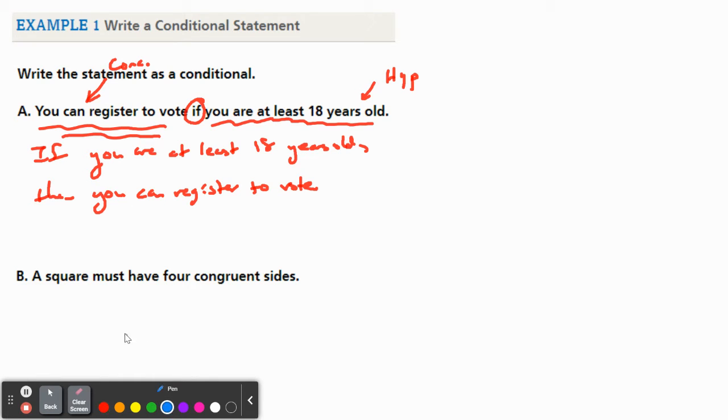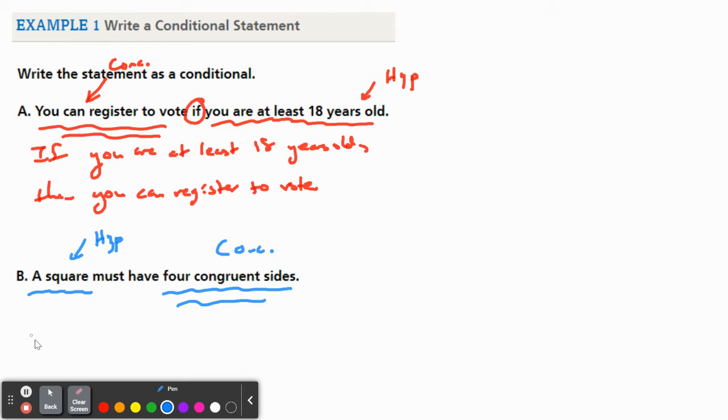Okay, next, a square must have 4 congruent sides. There is no if in this problem, so we're going to go in order here. The first idea, the hypothesis, is about being a square. The second idea is about having congruent sides. This is going to be your conclusion. So we need to make this into an if-then form ourselves.